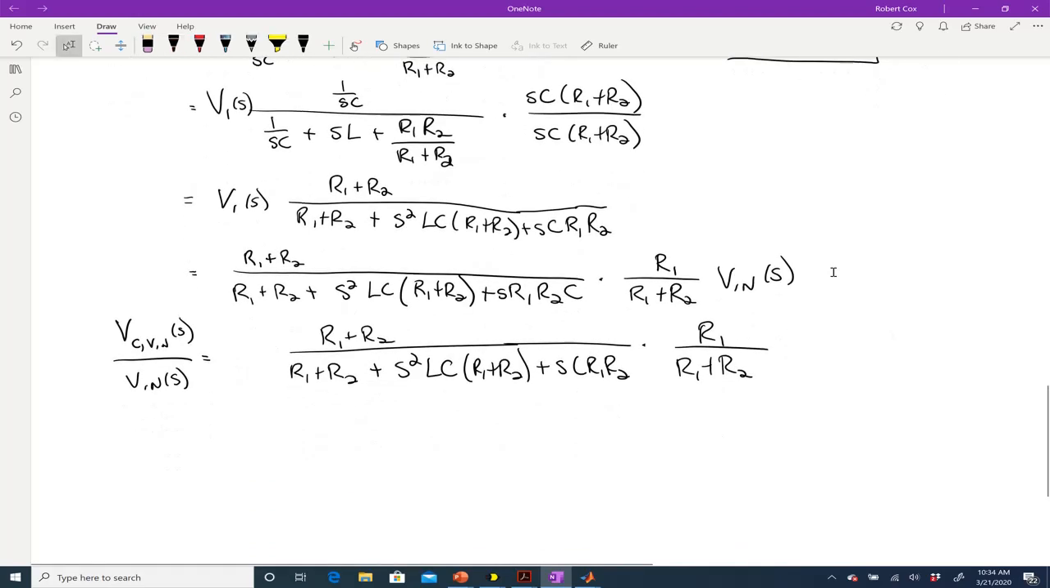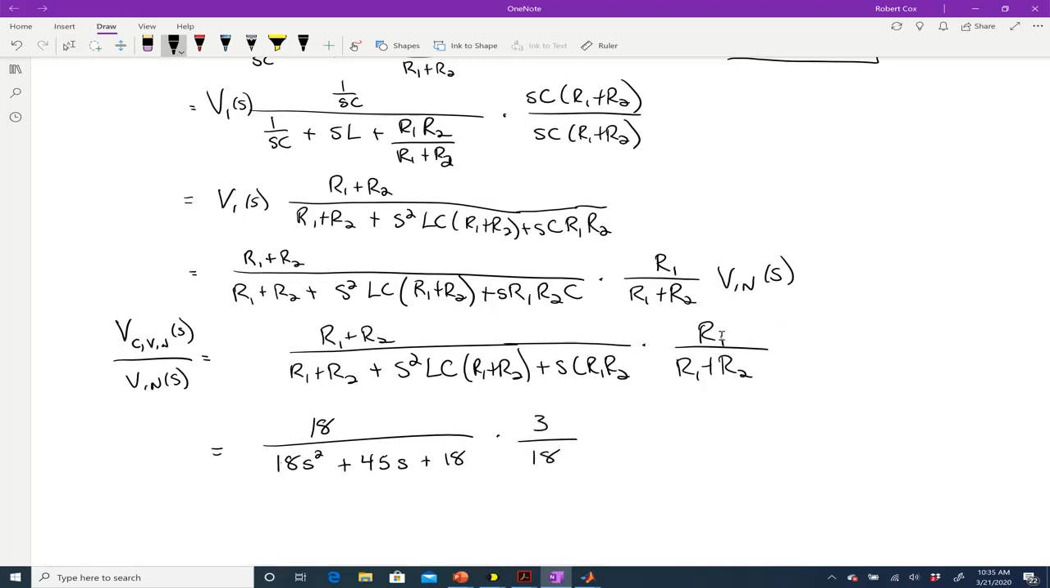So if I plug in some numbers to that, what do I get? On the top, I'm going to get 18 over 18 S squared plus 45 S plus 18. And then I have times 3 over 18 for R1 over R1 plus R2.